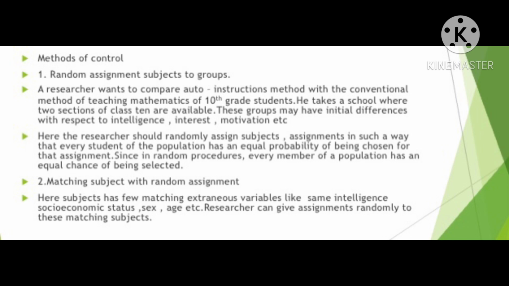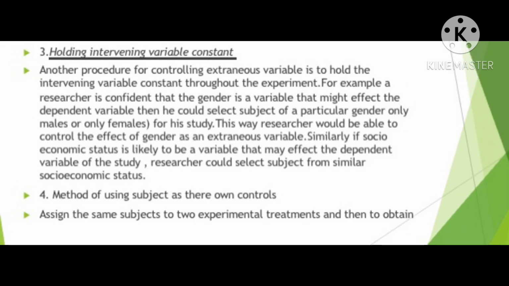Here the subjects have a few matching extraneous variables like the same intelligence, same socioeconomic status, sex, age, etc. The researcher can give the assignment randomly to these matching subjects. Otherwise, he can select the matching subjects, who have an equal amount of intelligence and the same socio-economic background, and then give the assignment randomly. That is also another method of randomization.